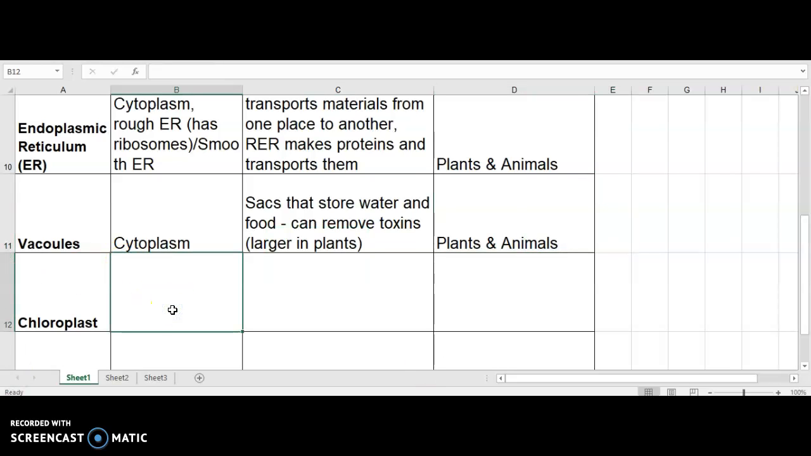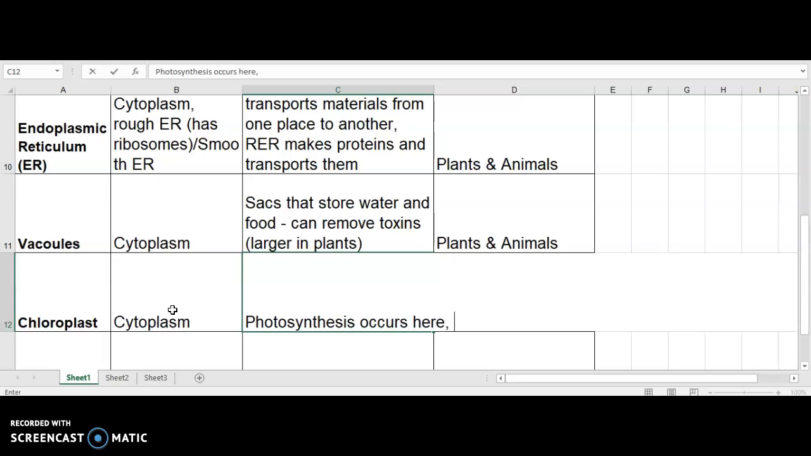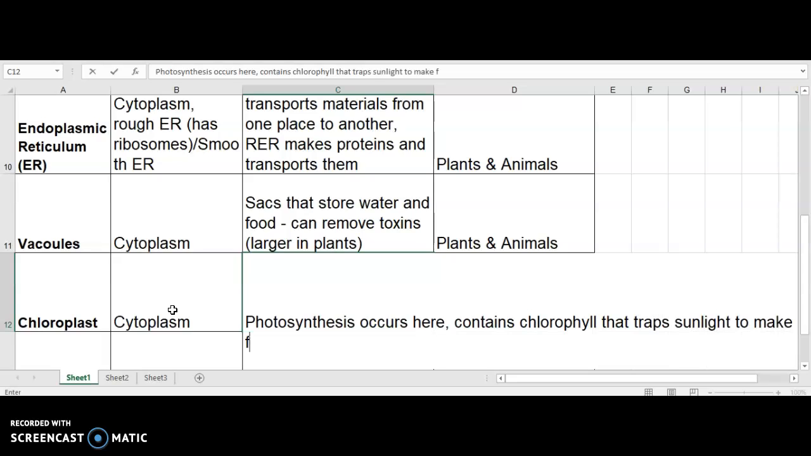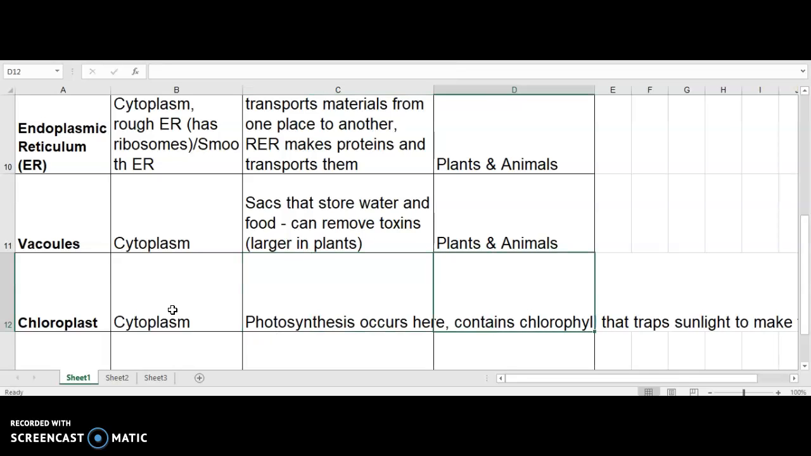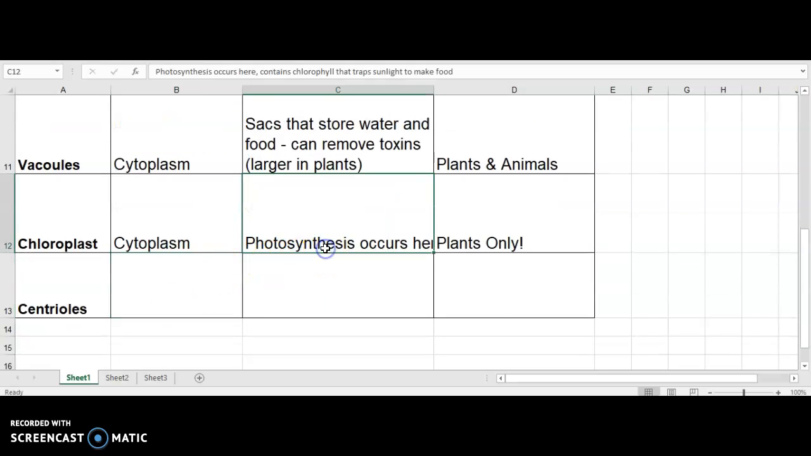Next up are chloroplasts, found in the cytoplasm. This is where photosynthesis occurs. The chloroplast contains chlorophyll that traps sunlight to make food. We'll learn more about this process when we're learning more about cellular respiration. And chloroplasts are in plants only. Let's go ahead and wrap that text.